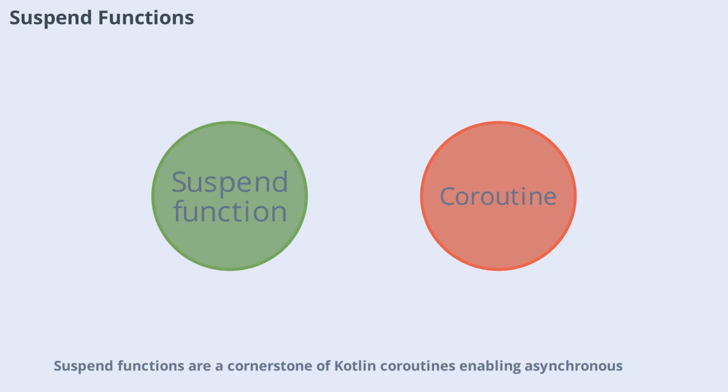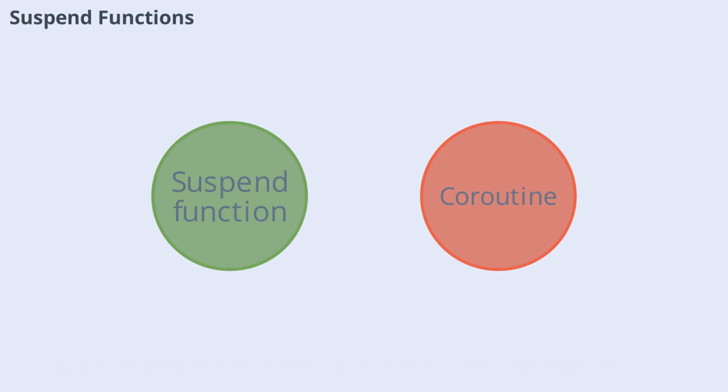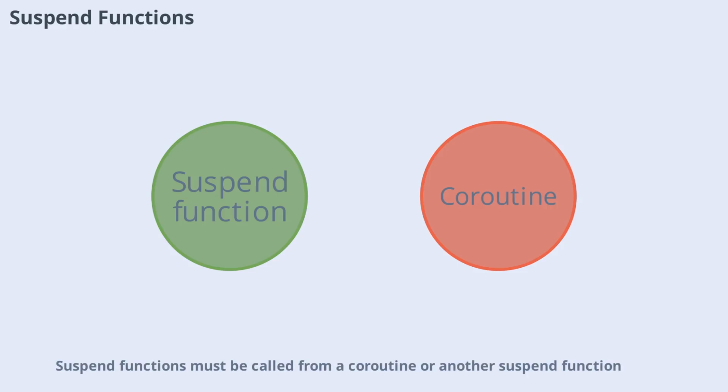Suspend functions are a cornerstone of Kotlin coroutines, enabling asynchronous, non-blocking code in a sequential style. Marked with the suspend keyword, they can be paused and resumed, allowing long-running operations like network calls without blocking the main thread. Suspend functions must be called from a coroutine or another suspend function. This approach keeps the UI responsive and simplifies complex asynchronous workflows.